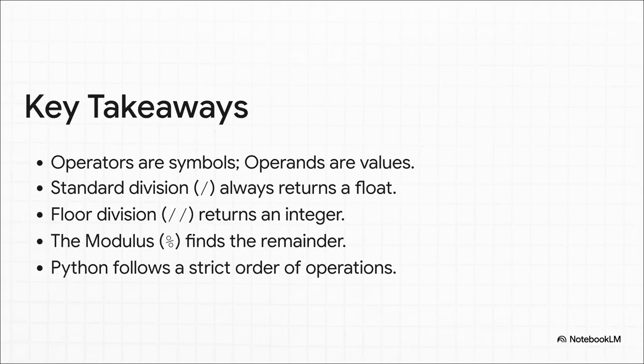So let's do a super quick wrap-up. We've got operators, those are the action symbols, and we've got operands, those are the values. We learned that the standard division with one slash always gives you a decimal or float. The double slash floor division gives you just the whole number. The percent sign modulus is your tool for finding the remainder. And most importantly, all of this follows a very strict order of operations.